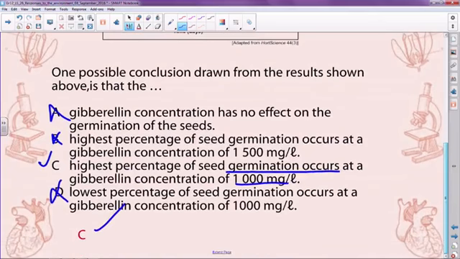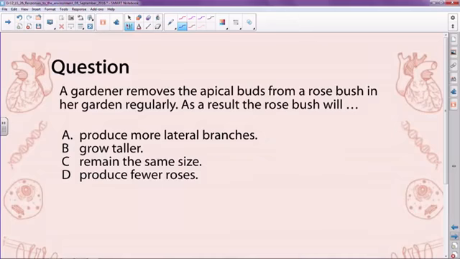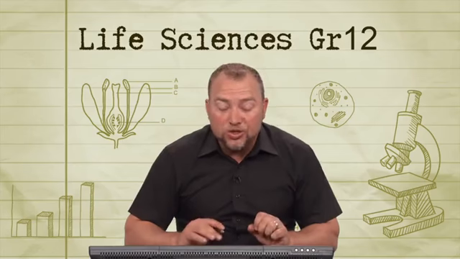That was very quick. Okay, now, another question, okay? A gardener, try this one out. A gardener regularly removes the apical bud from a rose bush in her garden. Why do they do that? As a result, the rose bush will. So if you notice that when we cut roses, we cut the apical bud off, okay? Why does she do that? And explain why. There are 4 different answers. You need to choose one.